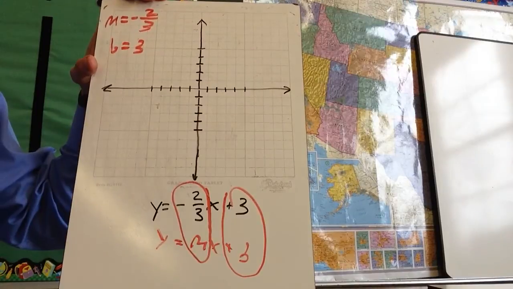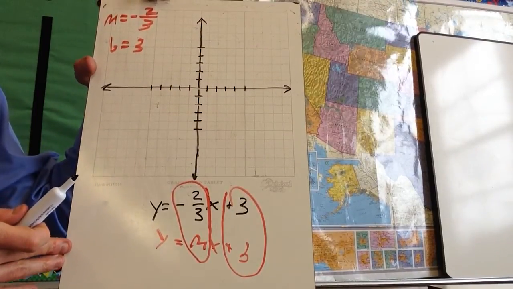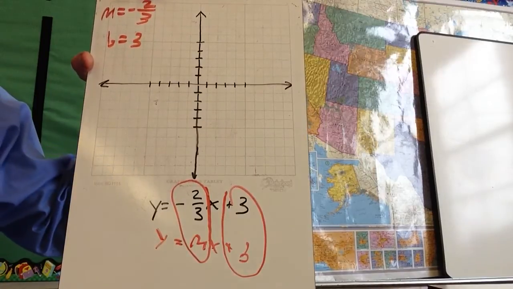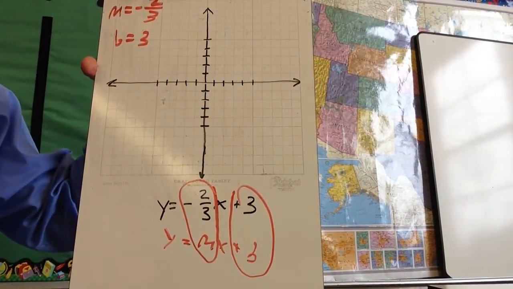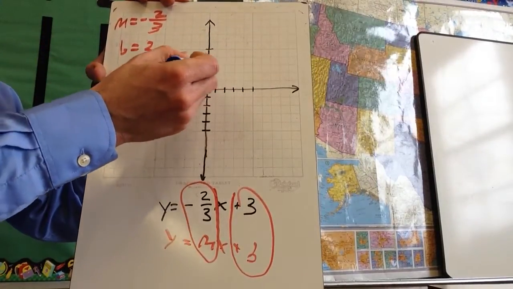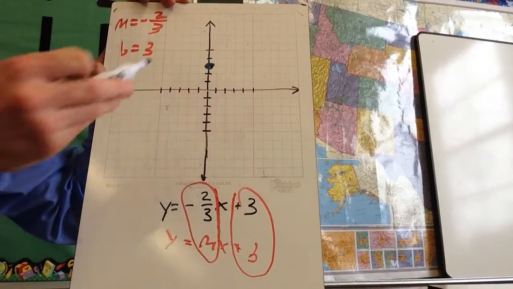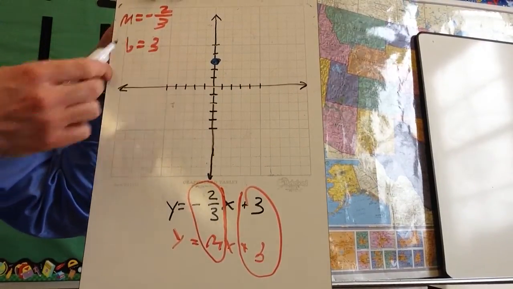So I'm going to start by putting a point at the y-intercept of 3. Remember, we talked about the idea of the x value. x is always 0 at the y-intercept. So if the y-intercept is 3, it's going to be at (0, 3). That's 1, 2, 3. That would be right here. Okay, and then I'm going to use this to find my next point.